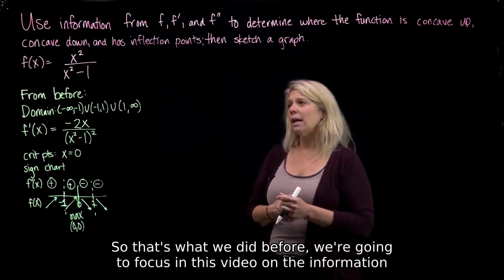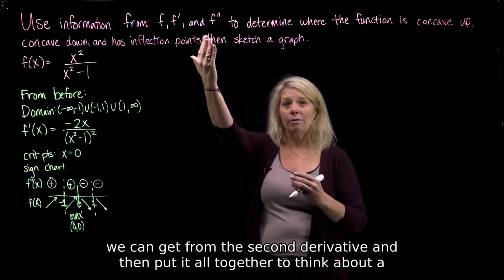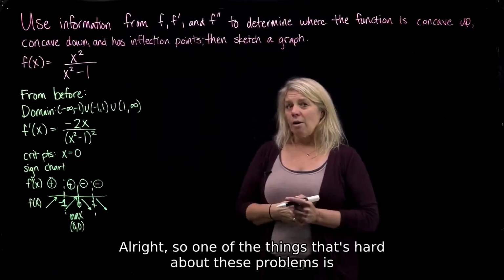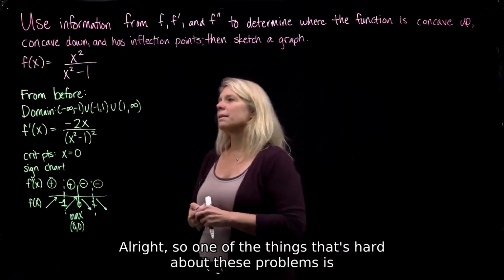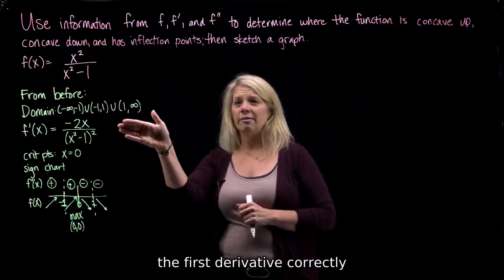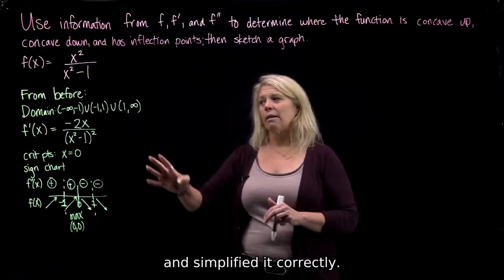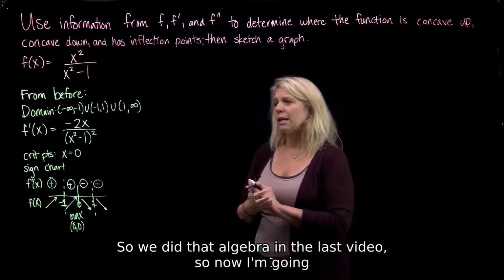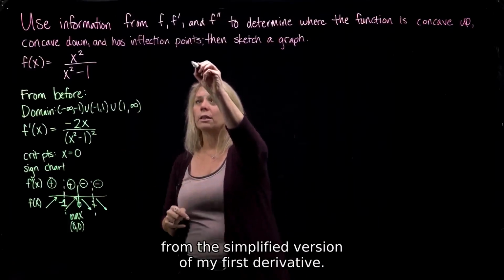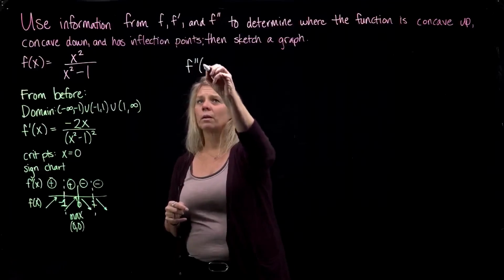We're going to focus in this video on the information we can get from the second derivative and then put it all together to think about a graph. One of the things that's hard about these problems is that in order to find the second derivative correctly, you have to have found the first derivative correctly and simplified it correctly. So we did that algebra in the last video. So now I'm going to find the second derivative from this simplified version of my first derivative.